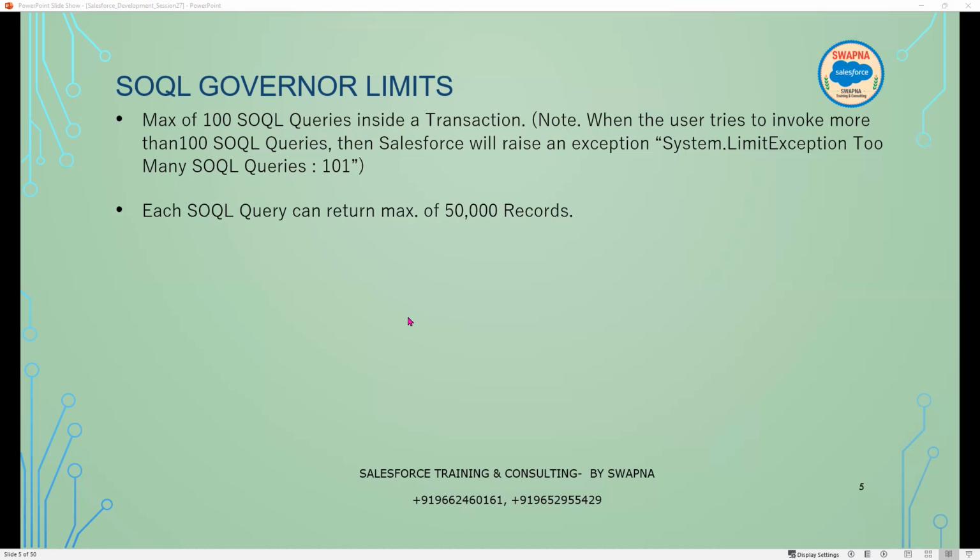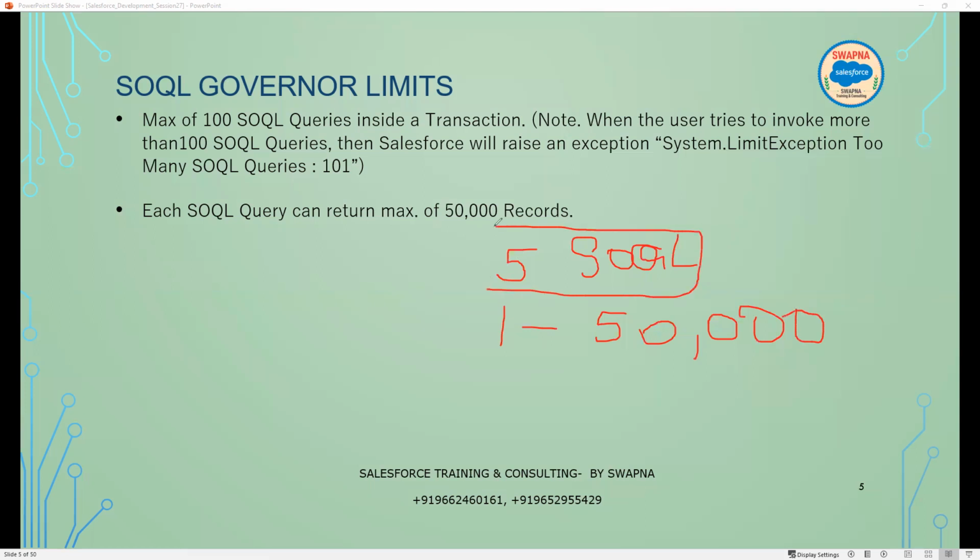Each SOQL query, that means a single SOQL query, can return 50,000 records. That means if you have 5 SOQL queries, each SOQL query is returning 50,000. Here you have 5 SOQL queries if you are writing them. Now each transaction is returning 50,000, and each transaction is nothing but each SOQL query.